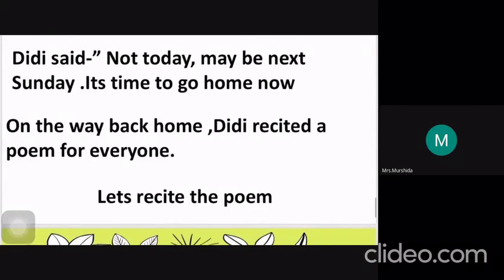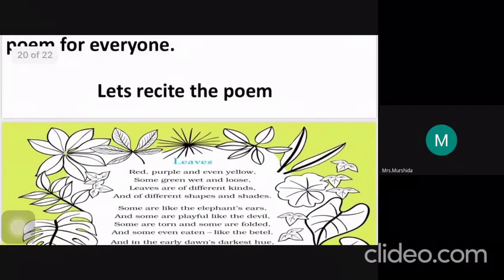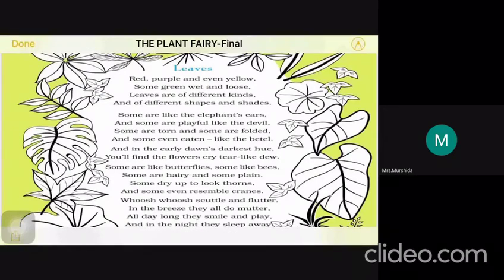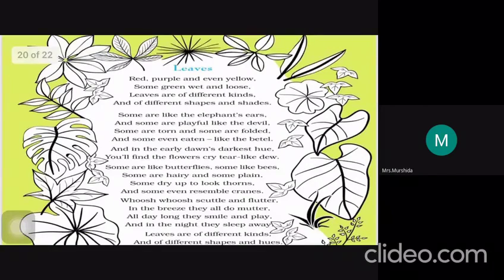Here comes the poem about leaves. So this is a poem about leaves. Red, purple and even yellow. Some green, wet and loose. Leaves are of different kinds and of different shapes and shades. Some are like the elephant's ears and some are playful like the devil. Some are torn and some are folded and some even eaten like the beetle.